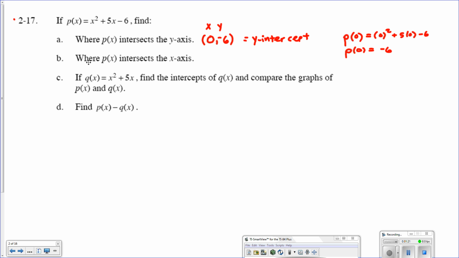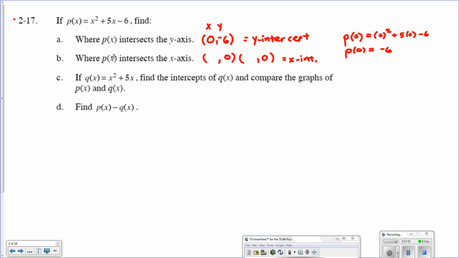Letter B, where p of x intersects the x-axis. If we're trying to figure out where it's going to cross the x-axis, remember we're looking for our x-intercepts. In this case, we're thinking about where our output is 0. And because I know this is a parabola, I know already that it could intersect at least twice. So we'll look at it here. Here are our x-intercepts.